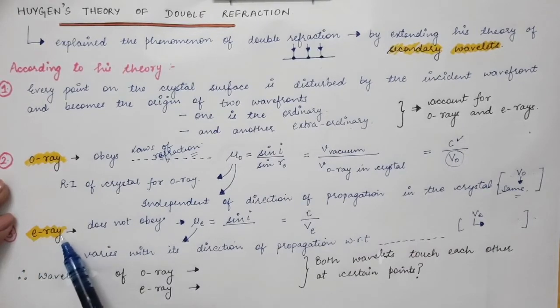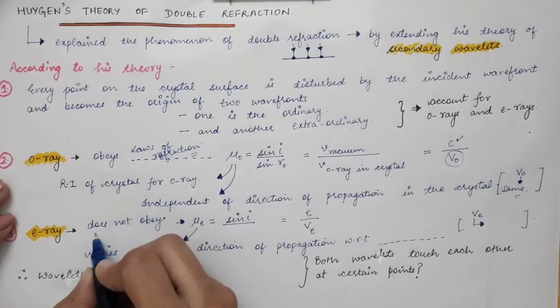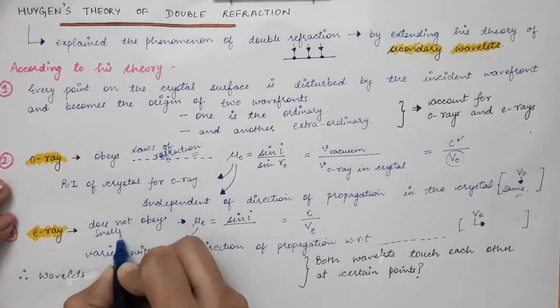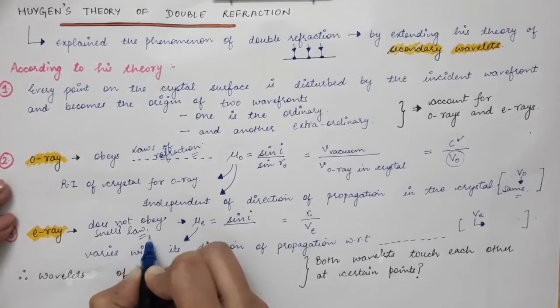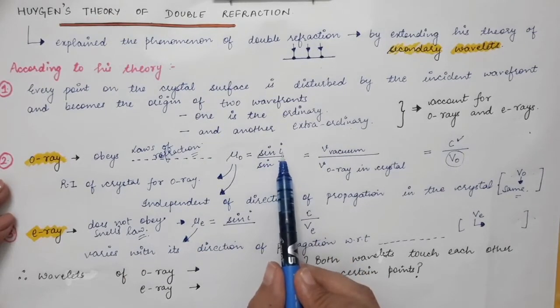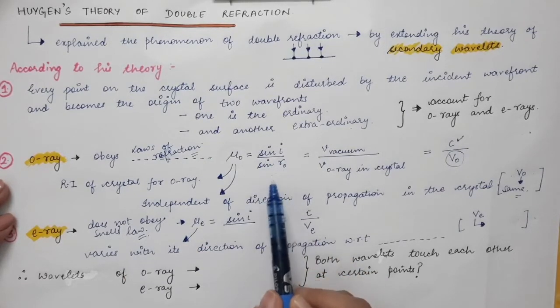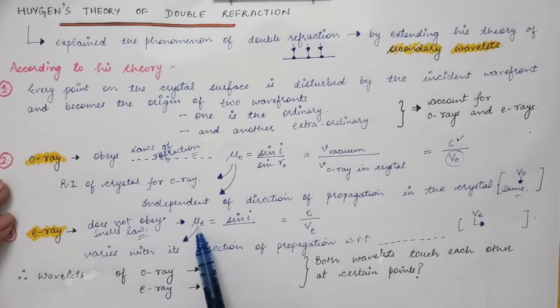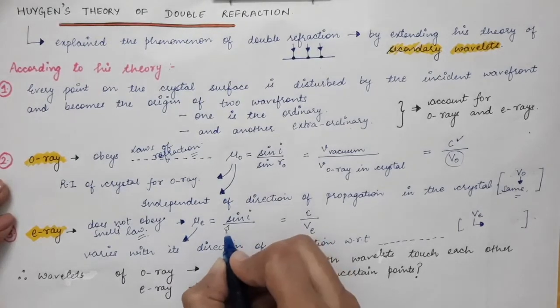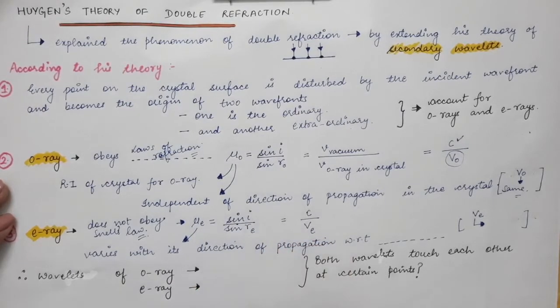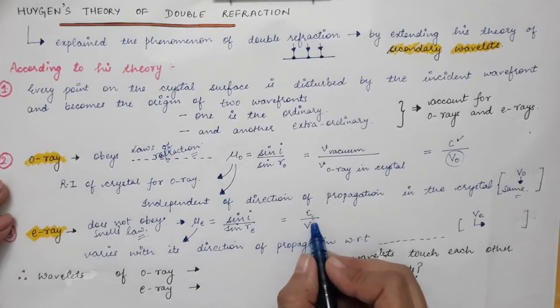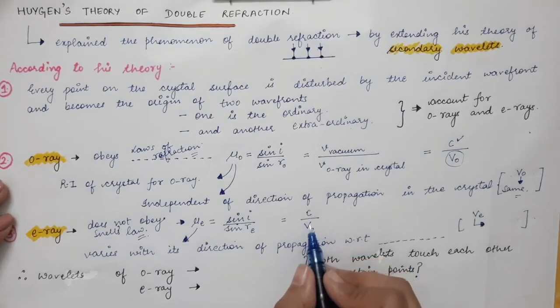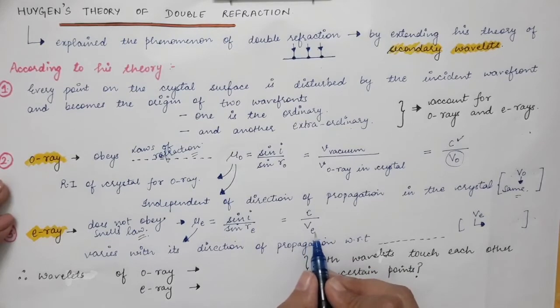Next is the E-ray. This E-ray does not obey Snell's law, which means that the ratio of the sine of the incident angle to the sine of the angle of refraction does not remain constant for the E-ray. So the refractive index of the crystal for the E-ray is equal to sin i by sin r_e, and that is equal to the velocity of the E-ray in vacuum, which is c, divided by the velocity of the E-ray in the medium, represented by V_e.